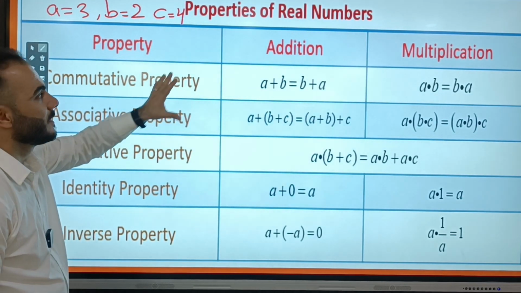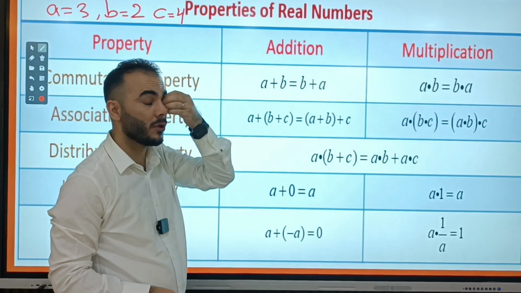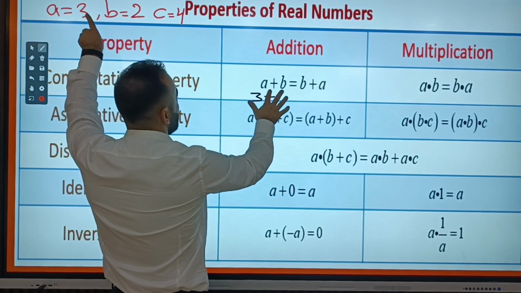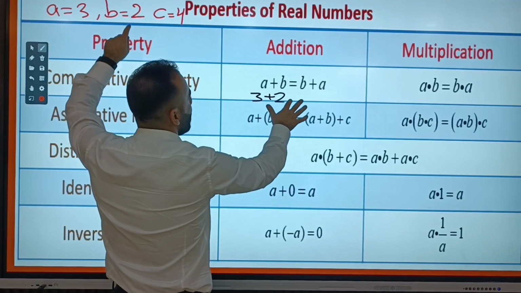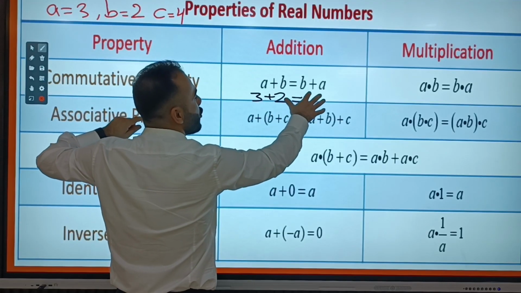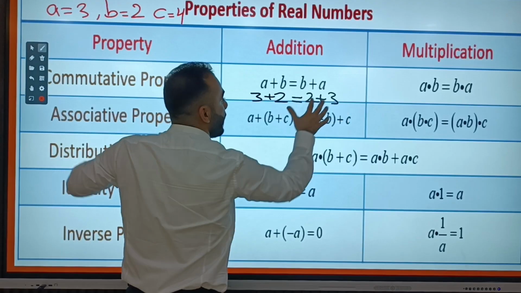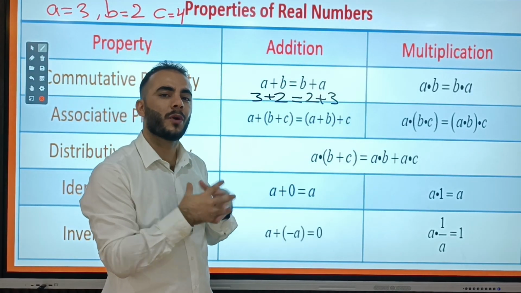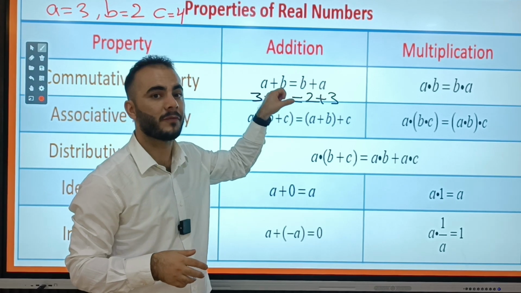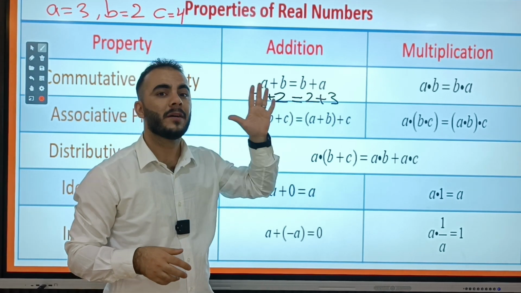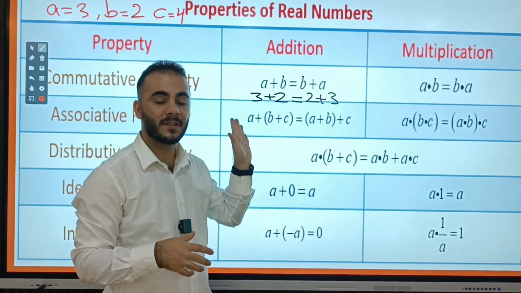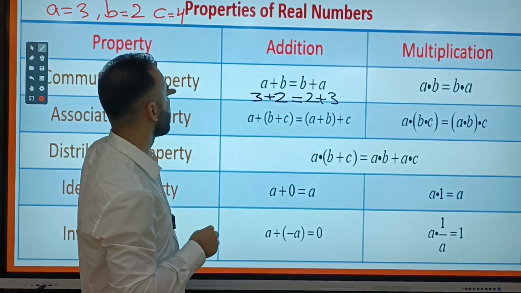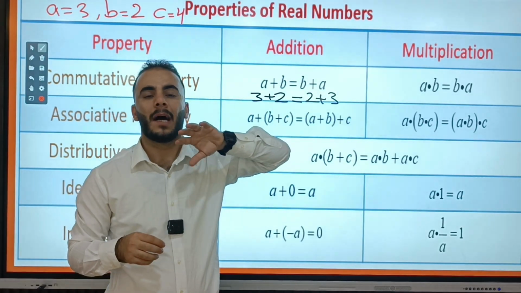So for commutative, let's see whether it's satisfied for addition or not. Instead of A, we have 3. Instead of B, we have 2. The question is, is that equal to 2 plus 3? Let's see how we are going to realize it, if the left side and the right side are equal to each other. So 3 plus 2 is 5. 2 plus 3 is 5. Since the left and right sides have the same result, we are going to say that the commutative property works for addition.